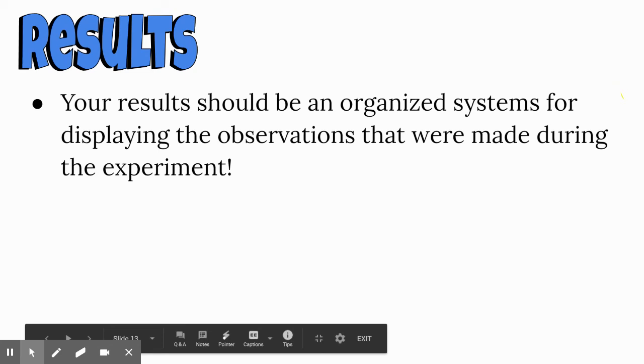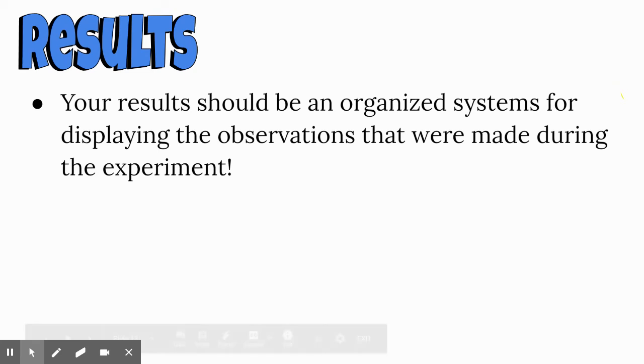So results are where we're jumping to. We've conducted the experiment. We gathered a bunch of data. Now what do we need to do with it? Well, your results should be organized in a system for displaying the observations that were made during the experiment.